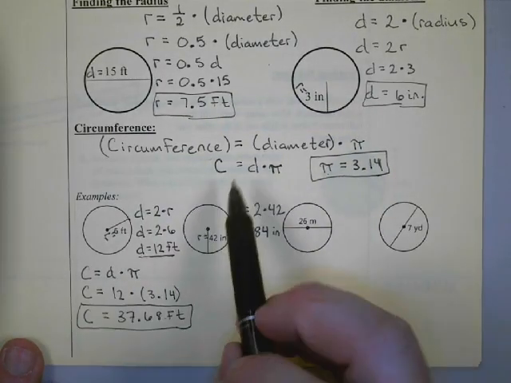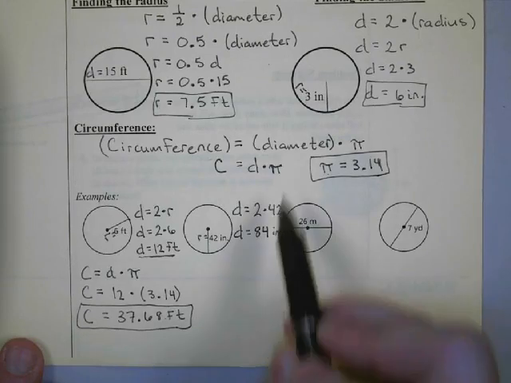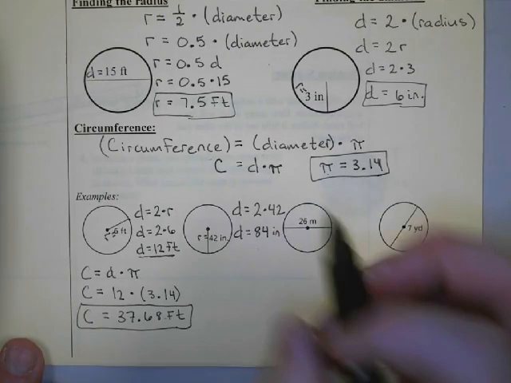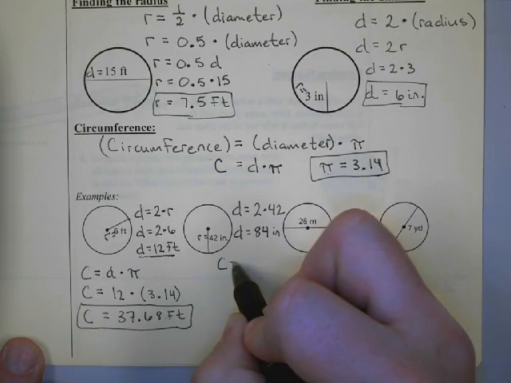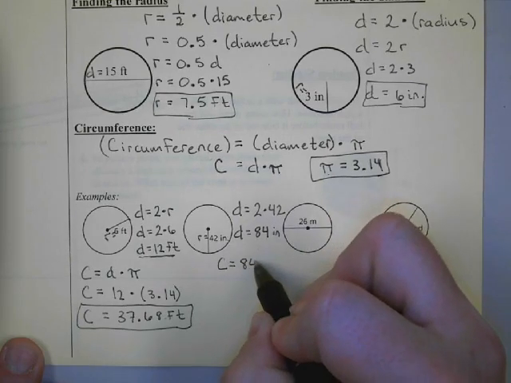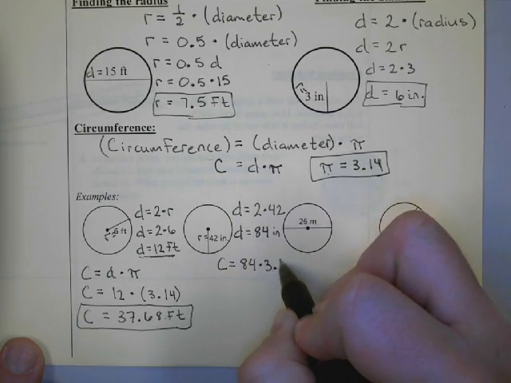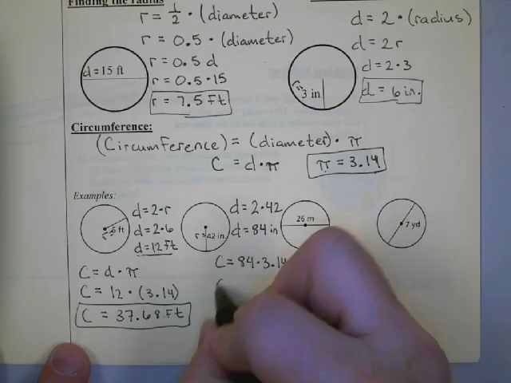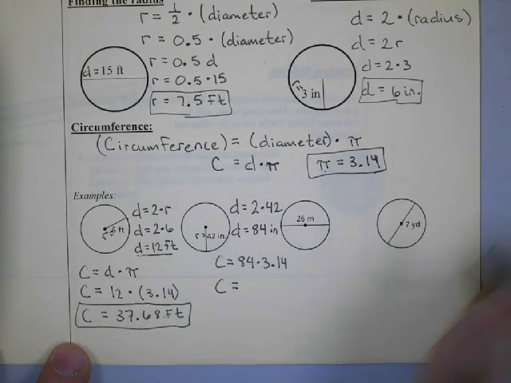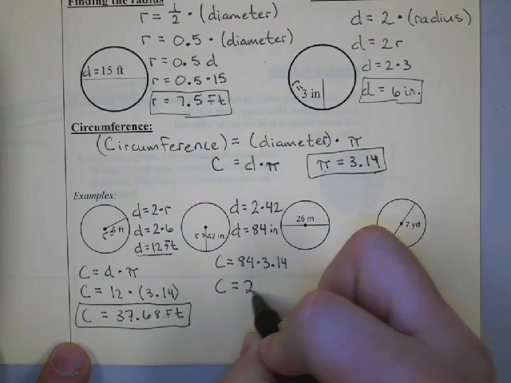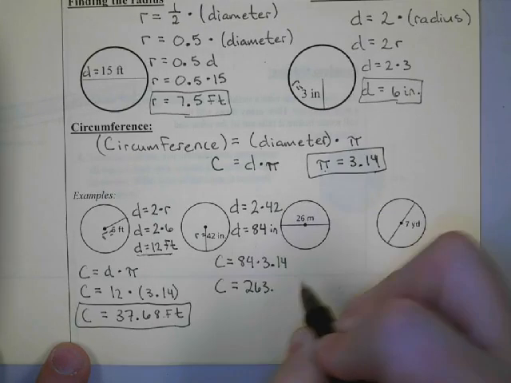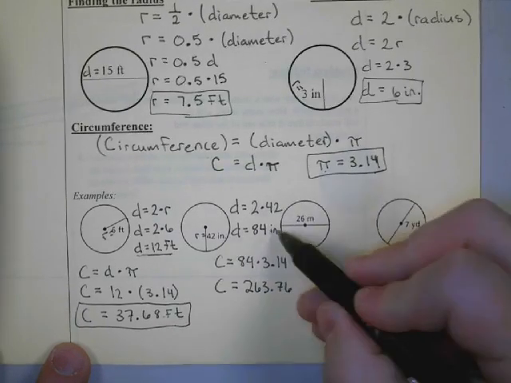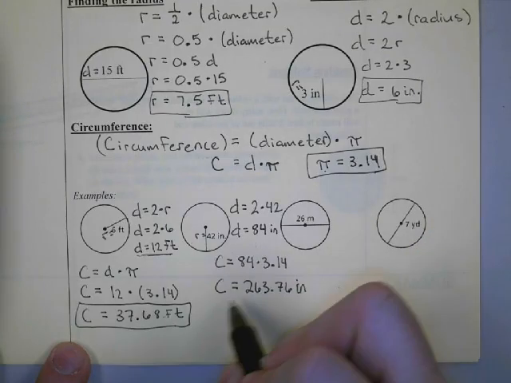And now I can use my equation because I know my diameter, 84 inches, and I know pi, 3.14. So I have my circumference is equal to 84 times 3.14. And we use our calculator, and we'll get that the circumference is equal to 263.76. We use our units, which is inches.